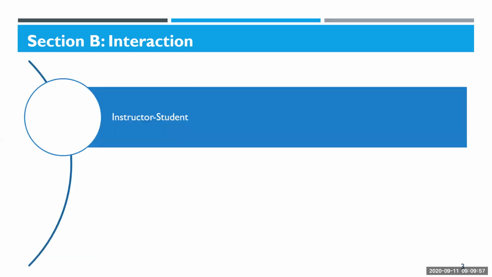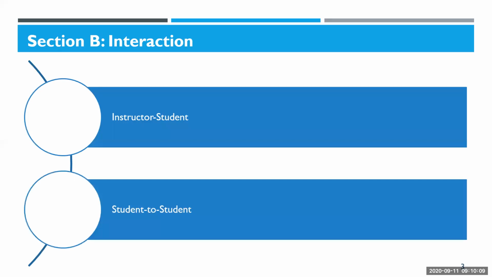So section B is on interaction. This is really broken up into two parts. We talk about instructor to student. There's a lot of work we have to do as instructors to make sure that we're reaching out to our students and watching for their needs as they go along in the course. And then we have to provide lots of opportunities for students to be working and talking with one another as they learn.